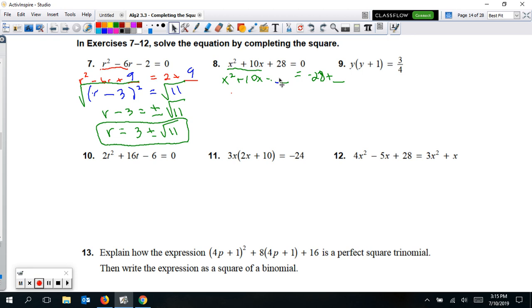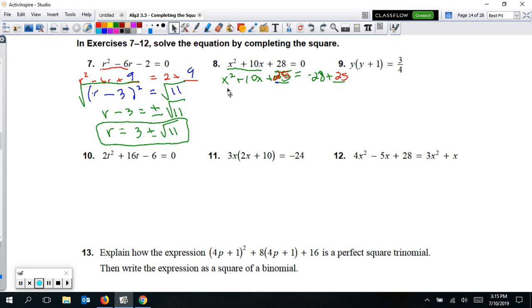So now what's going to fill this blank in? Well, it's half of 10. So half this number. Always the b number is what you're going to halve and square. So half of that's 5. 5 squared is 25. So 25 is what goes in there. Yep, there's the plus now. So plus 25 there. And then 25 also on the other side.